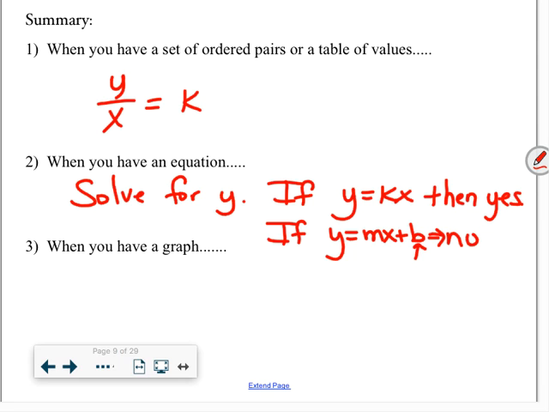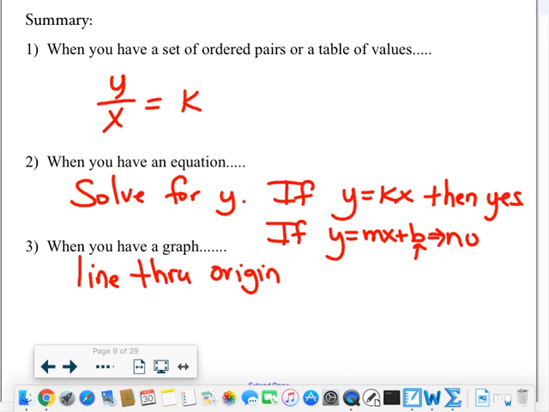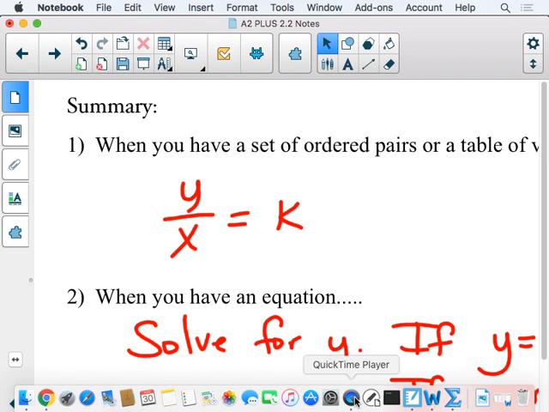And the third one, how do you know if it's direct variation if you look at the graph? What was special about it? Okay, and we need to be careful because we're going to look at things other than lines this year. So it's a line through the origin.